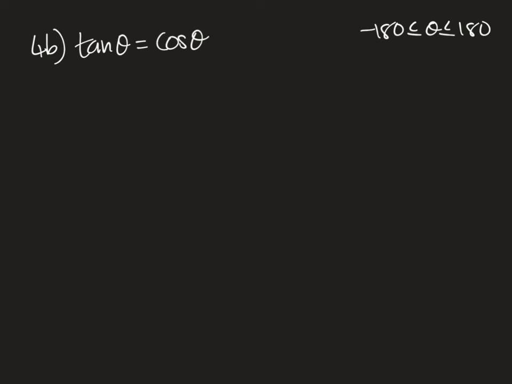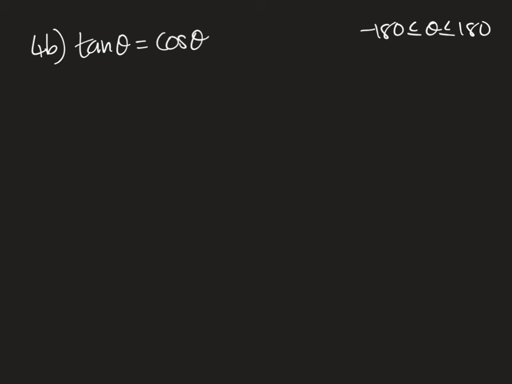My final example for you involves trig identities. So this is question 4b from the textbook. Tan theta is equal to cos theta. Whenever we're trying to solve a trig equation with more than one trig function in it, the starting point is going to be to try and get it in terms of one trig function.